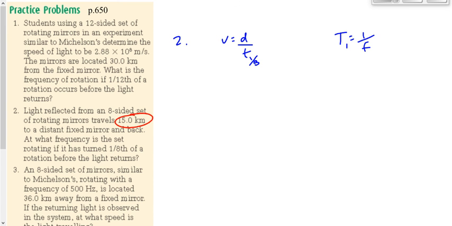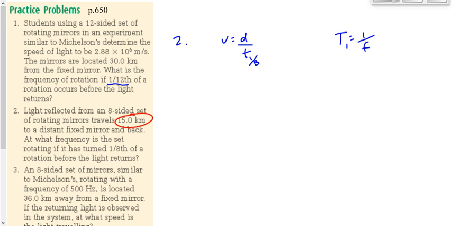Question number 1 has a 12-sided mirror. So if we find little t in question number 1, what's it giving us? Not the time for 1/8 of rotation, time for 1/12 of rotation. If we have to multiply something, it's not going to be multiplied by 8, it's going to be multiplied by 12. If we have to divide, it's going to be divide by 12 instead of divide by 8.